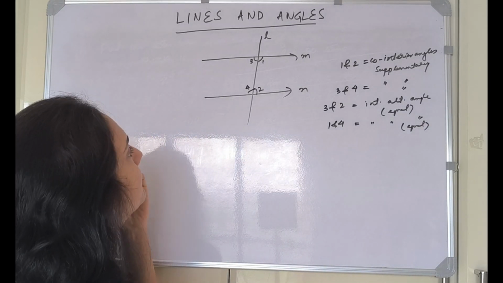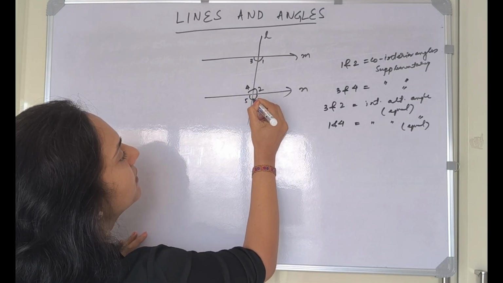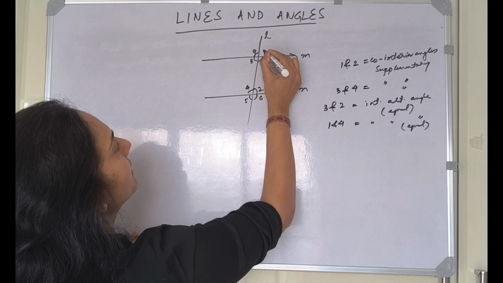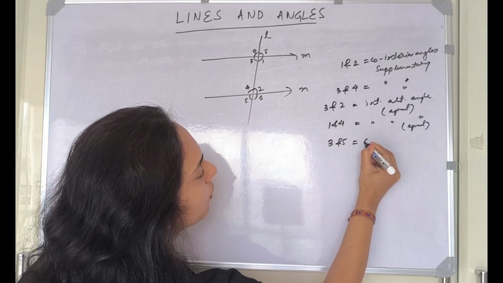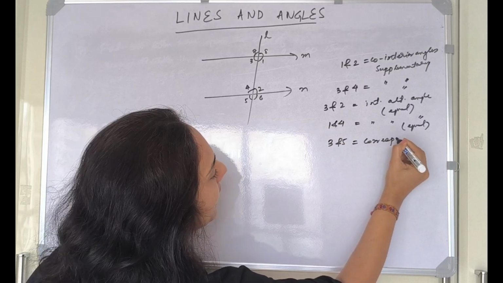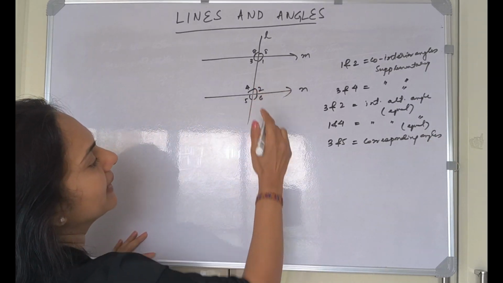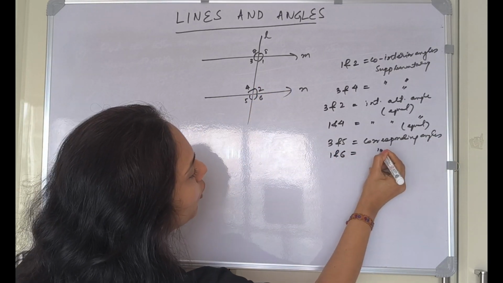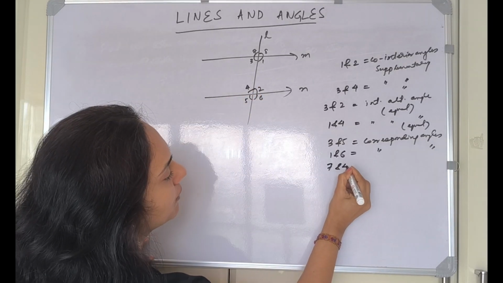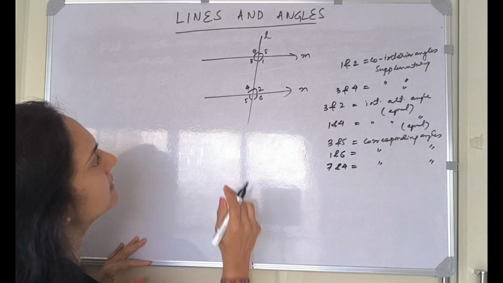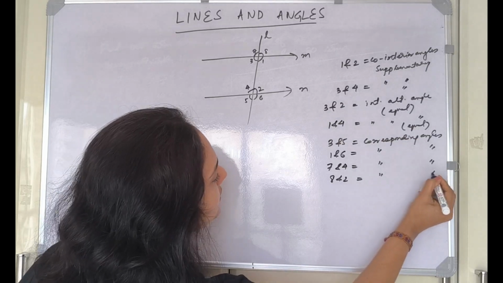And what else? Corresponding angles. So let's name these as 5, 6, 7 and 8. 3 and 5 are called corresponding angles. Similarly 1 and 6 are also corresponding angles. 7 and 4 are also corresponding angles, and 8 and 2 are also corresponding angles.